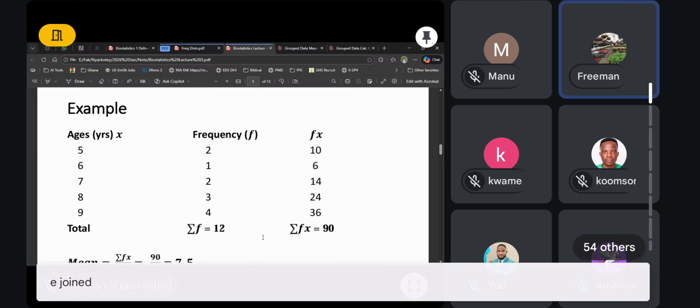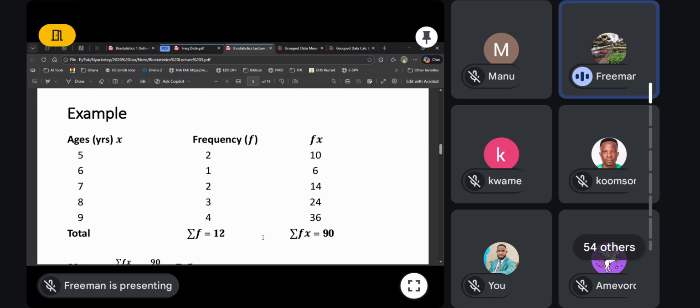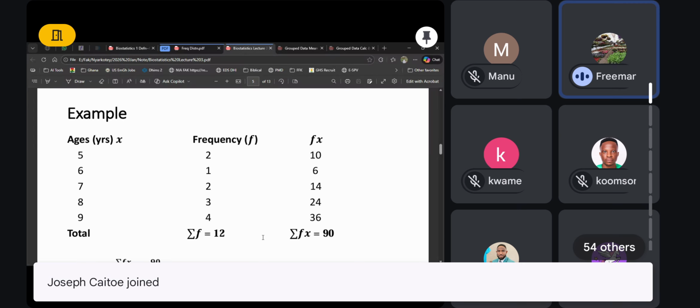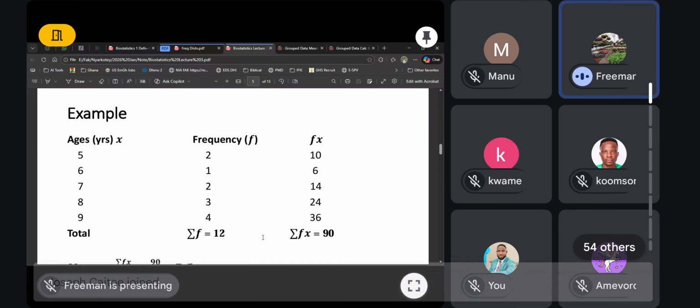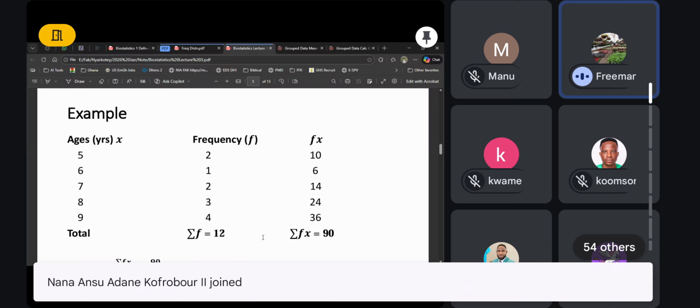Now, we have a set of data. This is a frequency distribution table. We have ages, we have the frequency, we have the X. I'm going to show you how we get all of it.